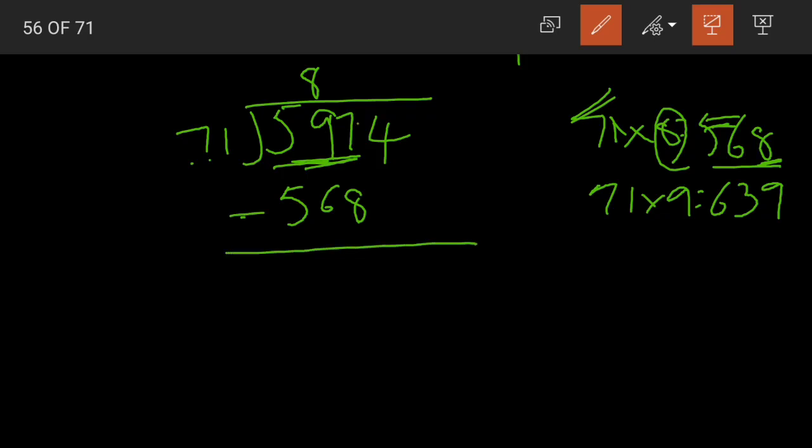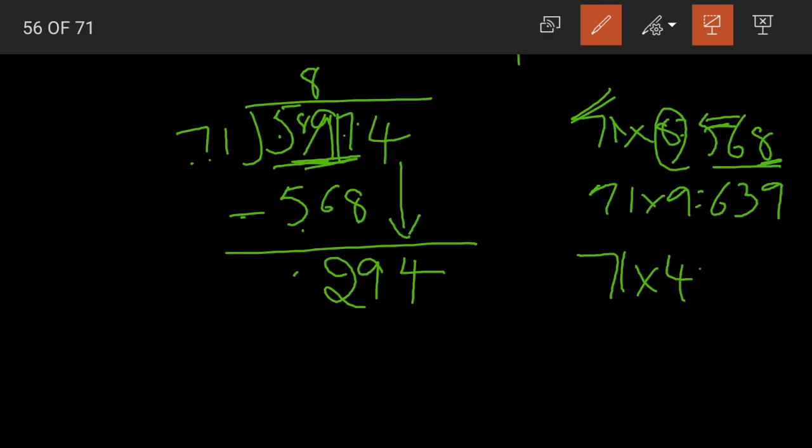And when we subtract, 7 minus 8 is not possible. Borrowing, 17 minus 8 is 9, 8 minus 6 is 2, 5 minus 5 is 0. We are left with 29. Yes, children. Now bringing another digit down, that is 4 here. Now if you look at again 71 table, we have 71 4s are 284 and 71 5s are 355. See, we do not have 294 in 71 table.